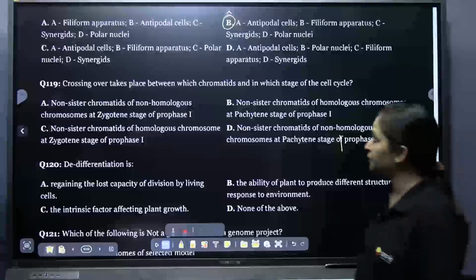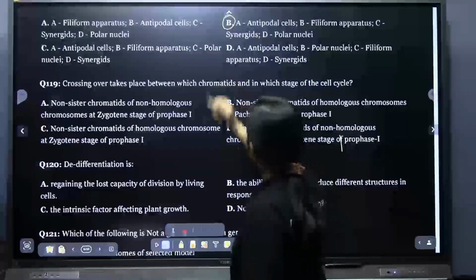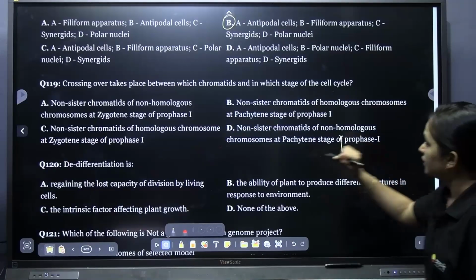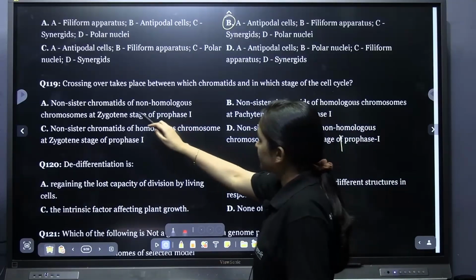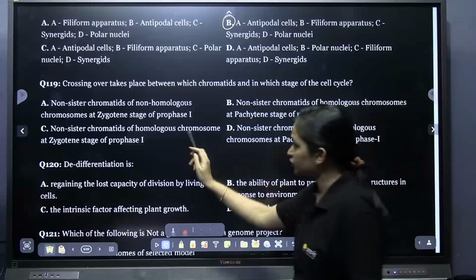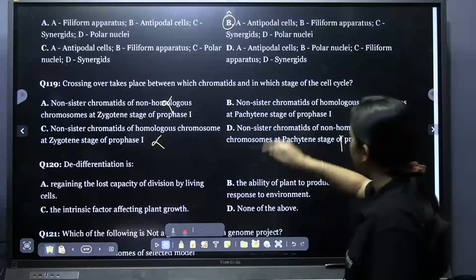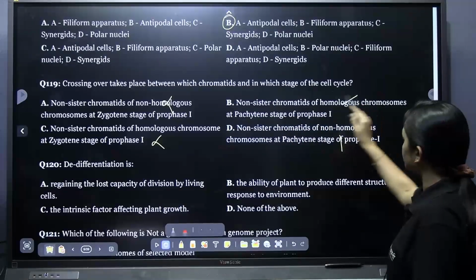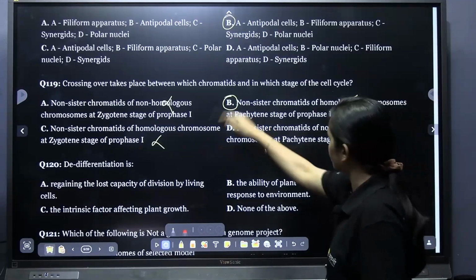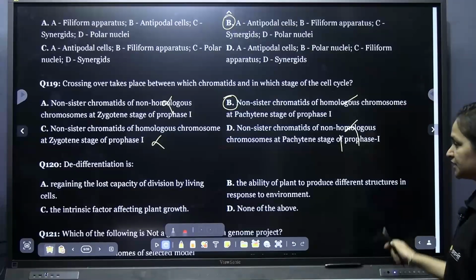Crossing over takes place between which chromatids? Crossing over takes place between non-sister chromatids and at which stage of the cell cycle? Pachytene. Non-sister chromatids of homologous chromosomes, zygotene stage is not it. Non-homologous is not it. Non-sister chromatids of homologous chromosomes at pachytene stage of prophase 1. Yes, this is correct. Non-sister chromatid of... no, this is also wrong. So, it is B for Bombay that is the correct answer.